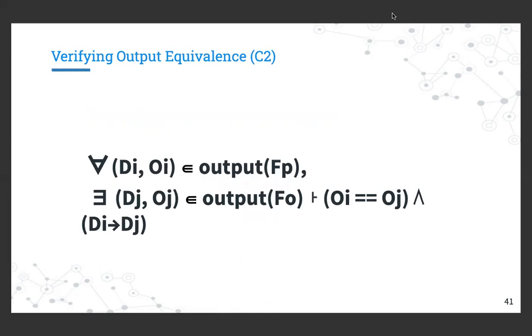In order to verify output equivalence, in addition to capturing output, we also should capture the data paths along which a particular output is produced. Once we capture data path and corresponding output pairs, we can use the first order logical constraint as shown on the slide to verify that when the output is the same, the corresponding data flow paths imply. That means any input that produces output OI in the patched function also produces the same output in the original function.